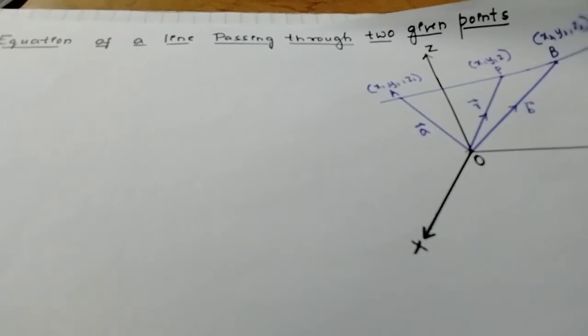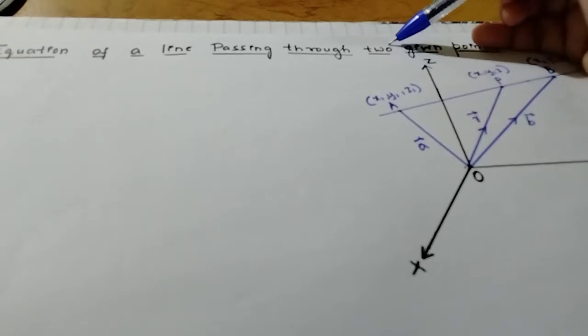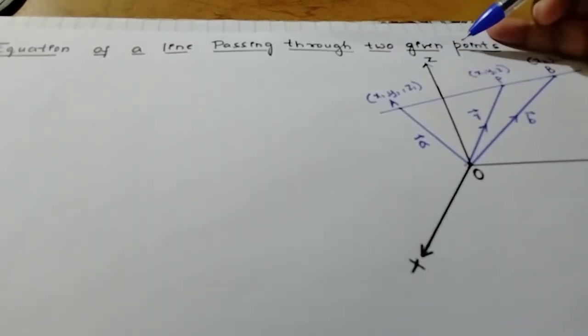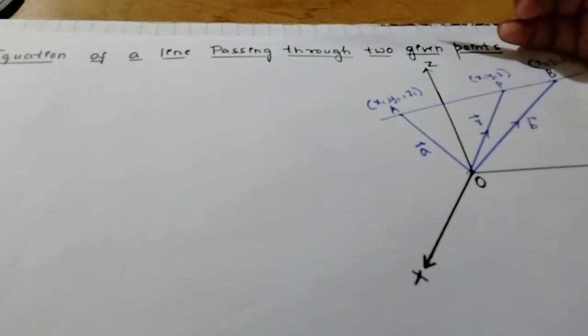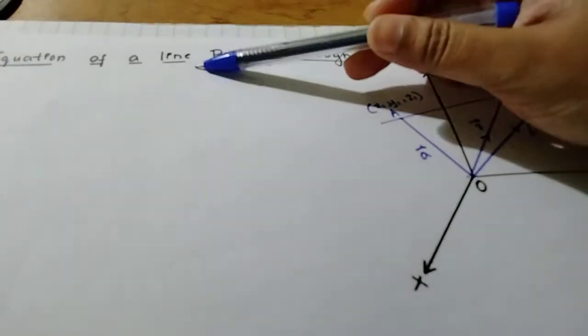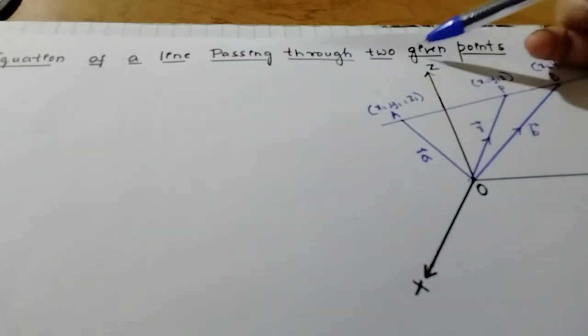Yes, hello students. In the last class video, we learned the equation of a line in space, the equation of a line through a given point and parallel to a given vector. So today's class I will take up the next derivation, that is, the equation of a line passing through two given points.